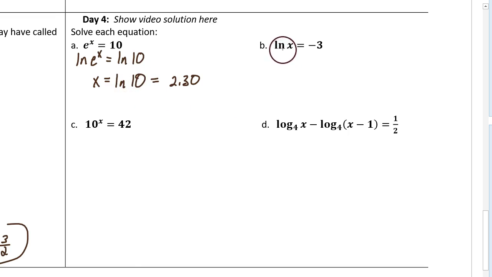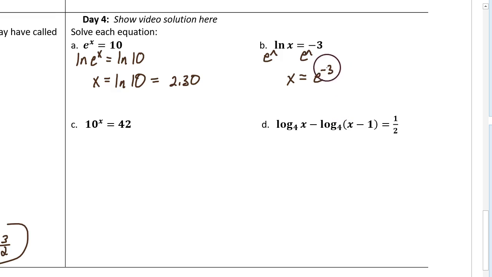Now question B, this time we have natural log of x. We want to get the x alone, which means we need to remove the natural log. So let's do the inverse of natural log. The inverse of natural log is an exponential with base e. So let's go e raised to that power on the left side and e raised to that power on the right side. This is called exponentiating. E to the natural log x makes x. And on the right side, we have e to the negative 3.